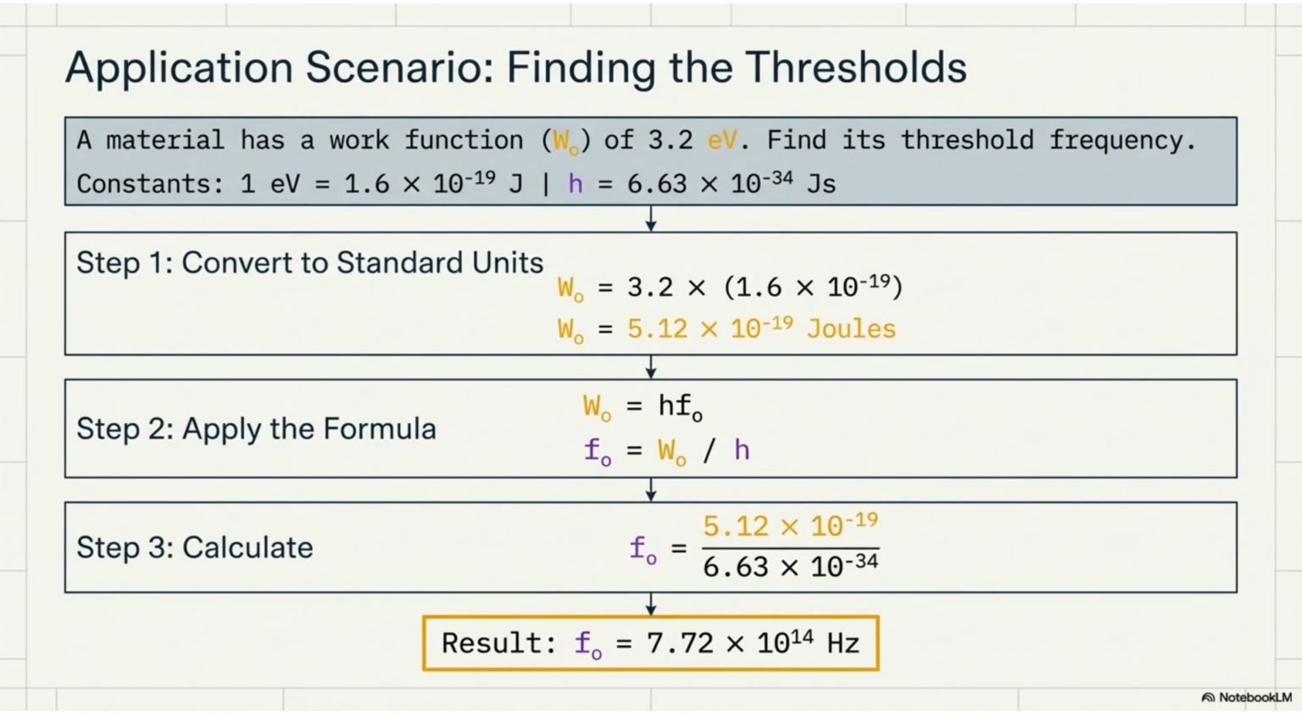Here is an application scenario for finding the threshold frequency. First, convert the work function to standard joules. Then, apply the formula F_O equals W_O over H to calculate the threshold frequency, which in this case is 7.72 times 10 to the 14 Hertz.